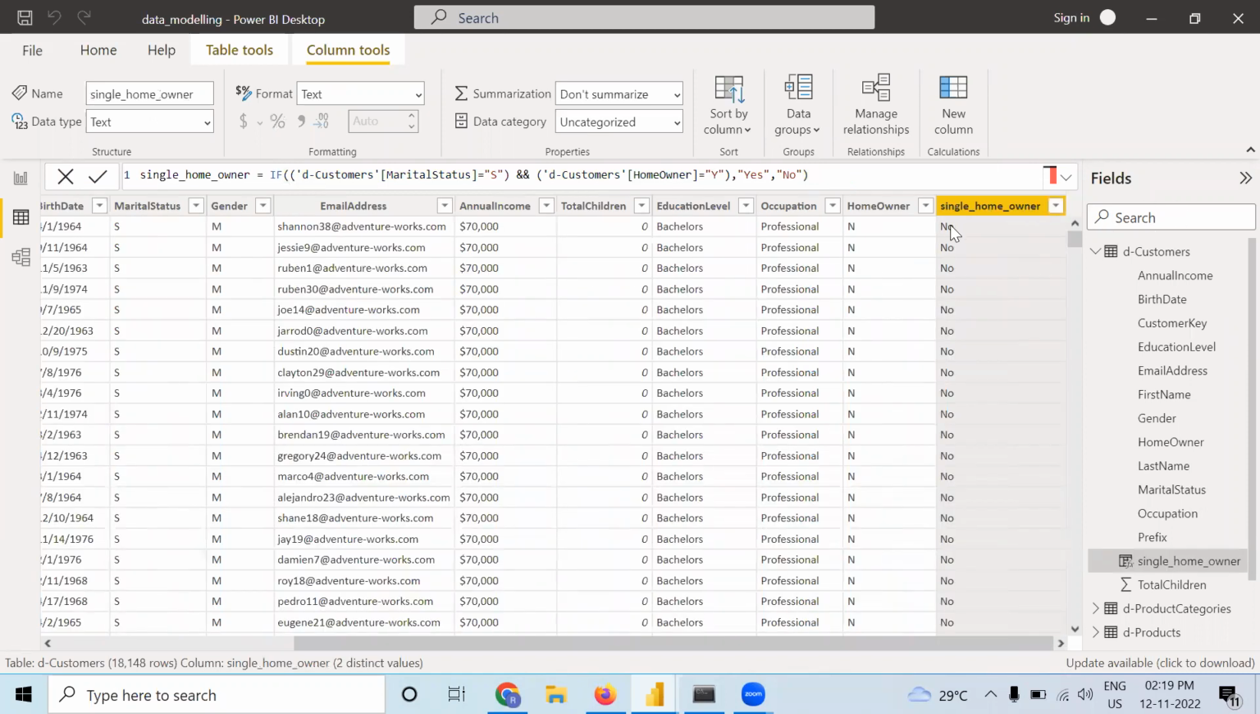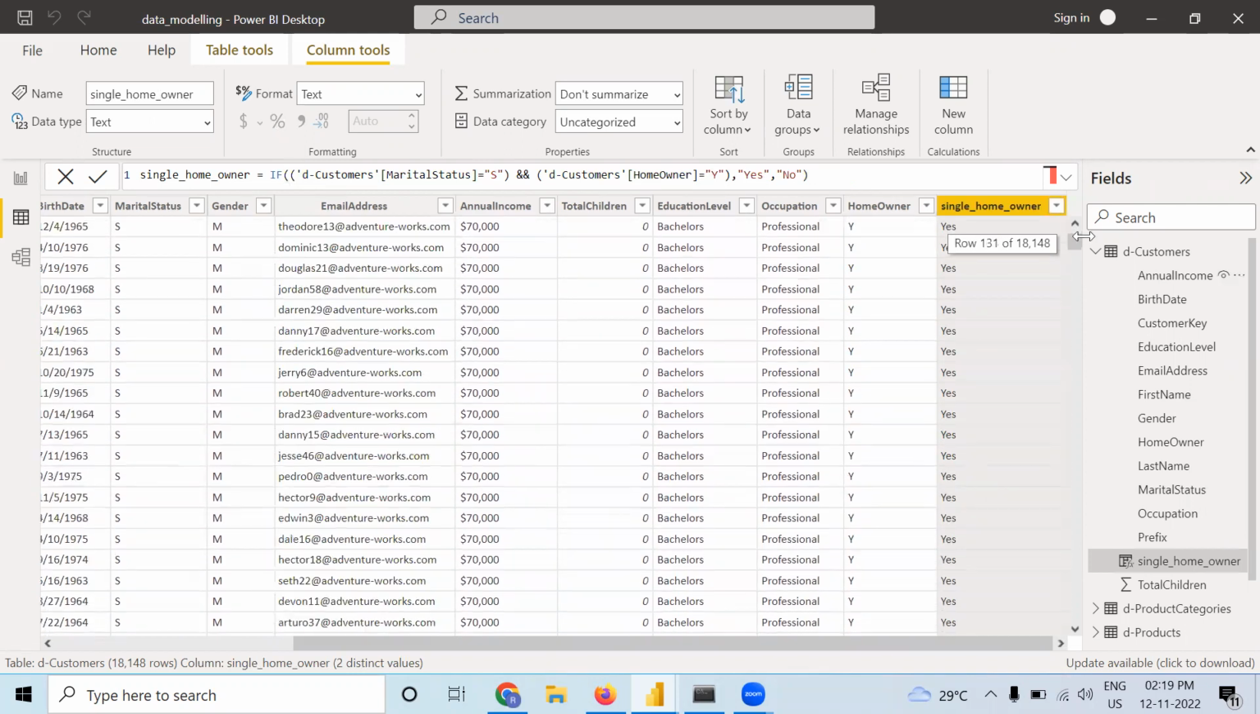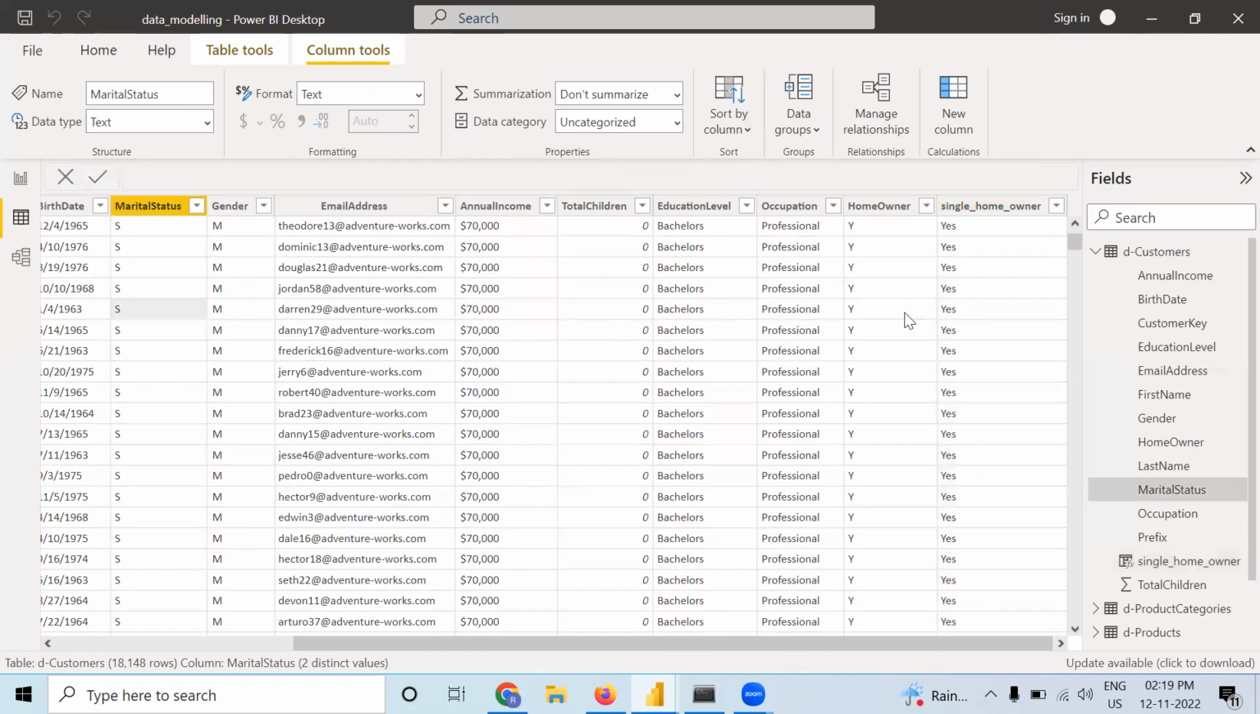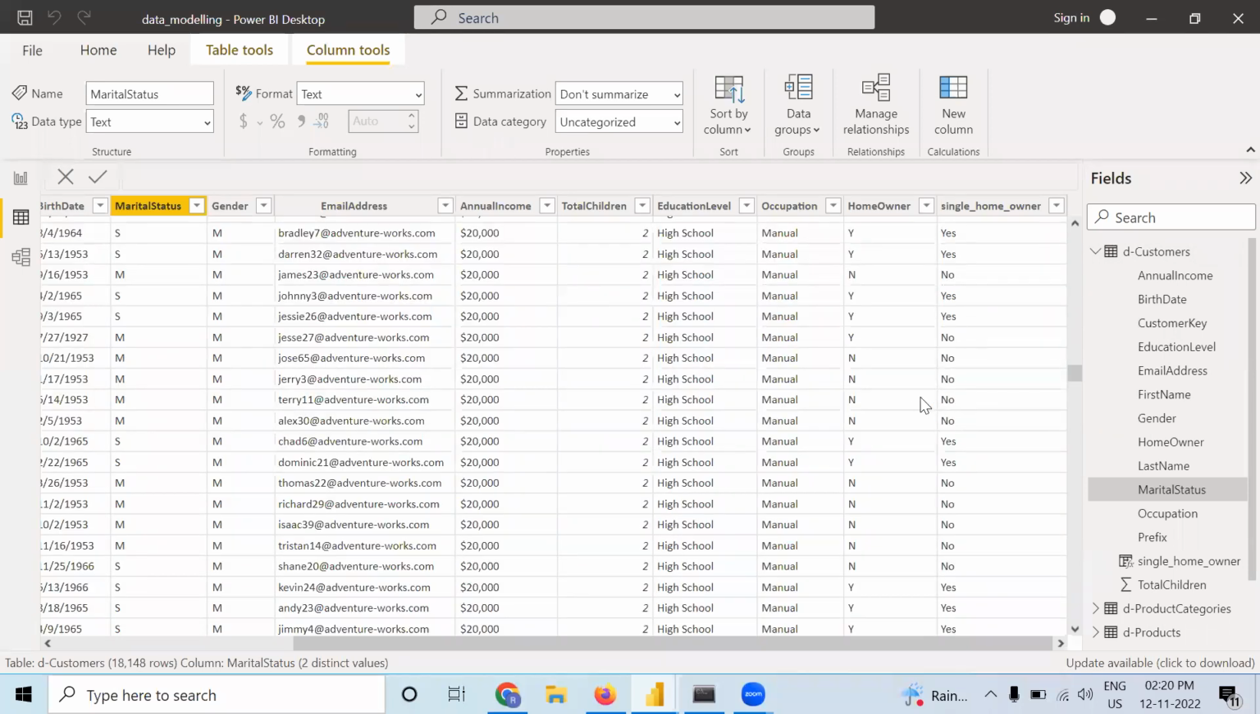you are getting a new column. Here you can see the person is single, but he is not a homeowner, that's why no. And here, corresponding to homeowner, Y is there, which means the person is a homeowner and the person is single. These rows have both conditions satisfied, that's why it is so. And here you can see, corresponding to no, the marital status is M and homeowner is no.